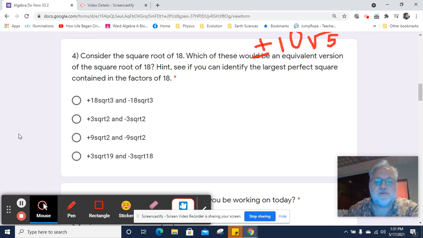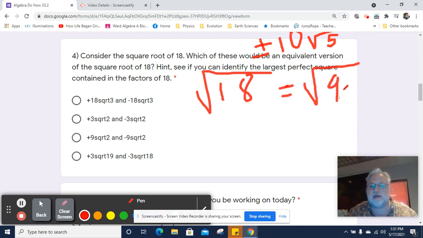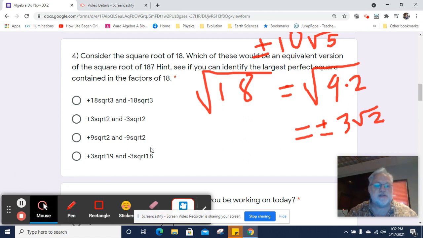Okay. Square root of 18. Which one of these would be equivalent expressions? Well, the square root of 18 is the same as the square root of 9 times 2, which is the same as plus or minus 3 square root of 2. Because we can get the square root of 9, 2 is irreducible, so it stays in square root jail. So 3 root 2 and negative 3 root 2 is the answer. All right, there we go.